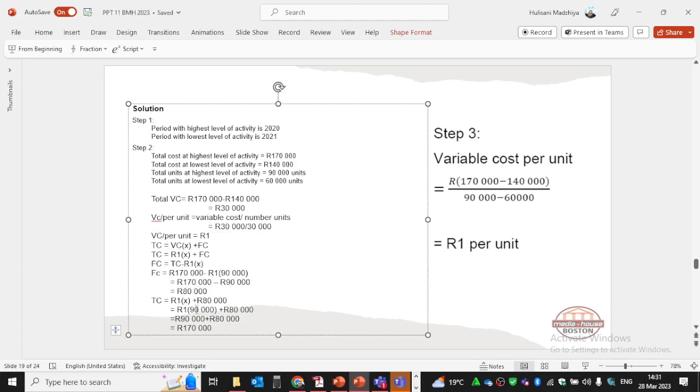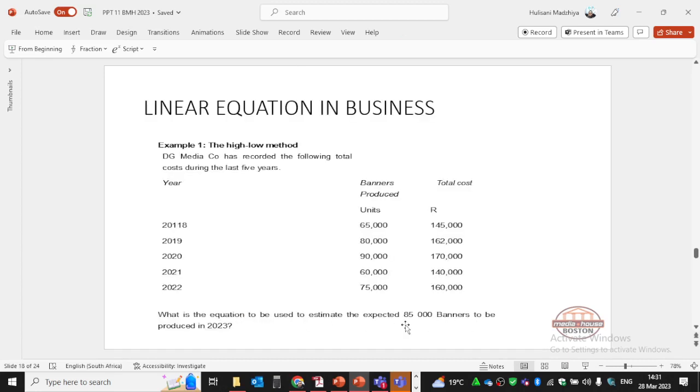You can still prove this by using the other one that you did not use, which is the lowest activity, and it has to give you the lowest activity total cost. So now that you have this equation, you can estimate the new future cost of 85,000. But remember, do not try to estimate the ones that are already here, which is 65. What will happen is that it gives you a number close to 145. This already happened. So when you estimate, you are trying to find a figure that could be possible.